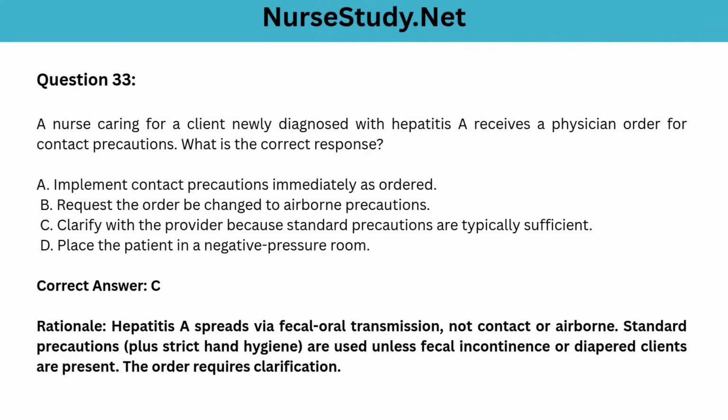Correct answer: C. Rationale. Hepatitis A spreads via fecal-oral transmission, not contact or airborne. Standard precautions plus strict hand hygiene are used unless fecal incontinence or diapered clients are present. The order requires clarification.